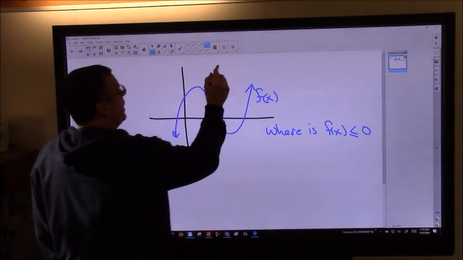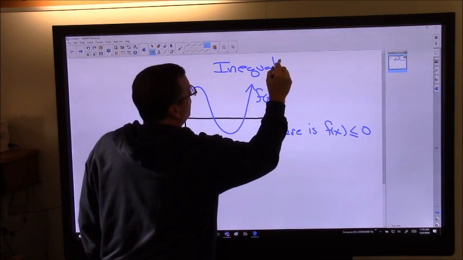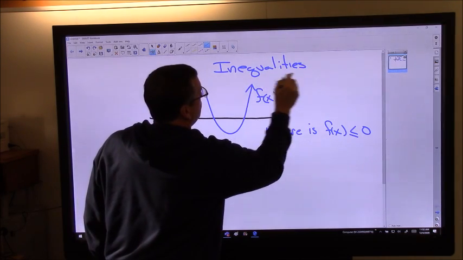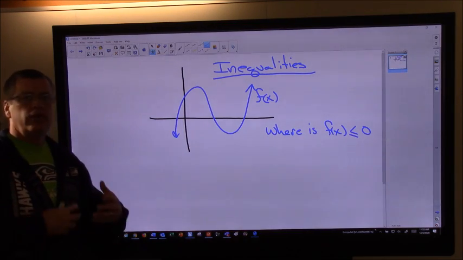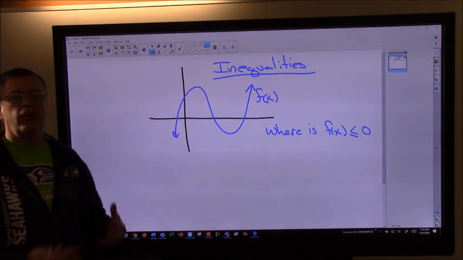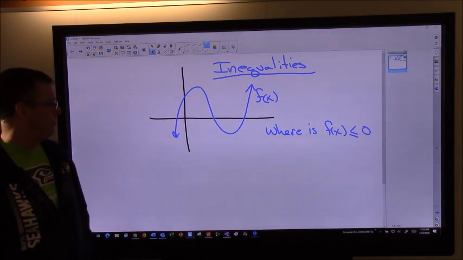So today we want to talk about inequalities. If we have some function, we want to know where is that function greater than or less than, or maybe greater than or equal to, or less than or equal to 0.